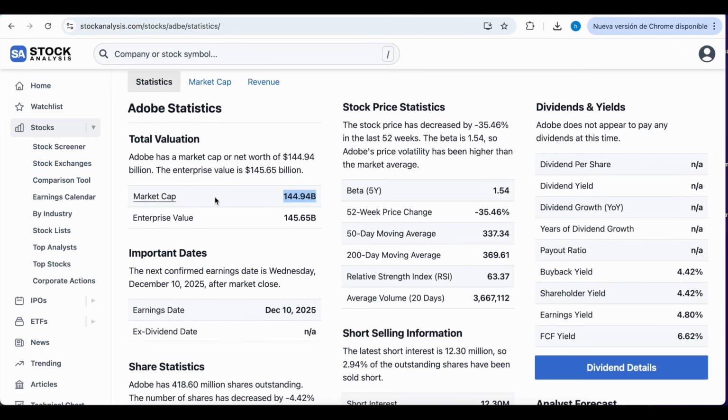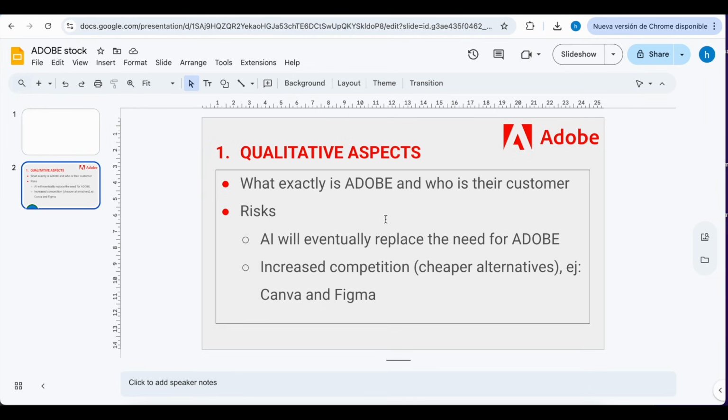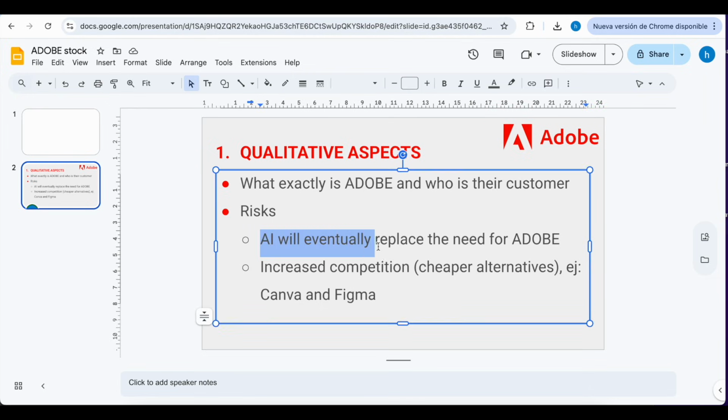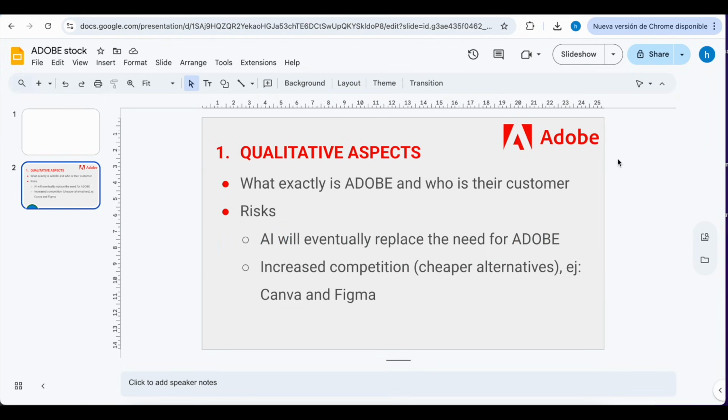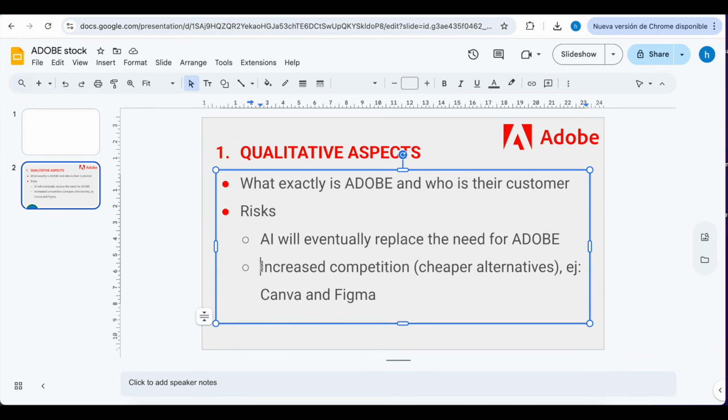And as we have seen, Adobe's fundamentals are perfect. So why is the stock down this much? The main fear is that AI will replace Adobe. If AI is good enough for generating videos and photos, why would you manually need Adobe? And sure, the technology is not there yet today, but what about 5 or 10 years in the future? So will AI completely replace Adobe? And another fear that people have is increased competition from cheaper alternatives such as Canva and Figma that are taking market share. But in order to see if this is a real risk, let's take a look at what exactly is Adobe, because this is very different from every person's point of view.